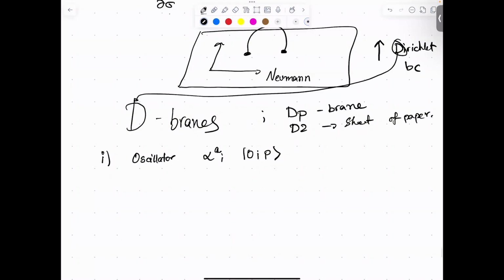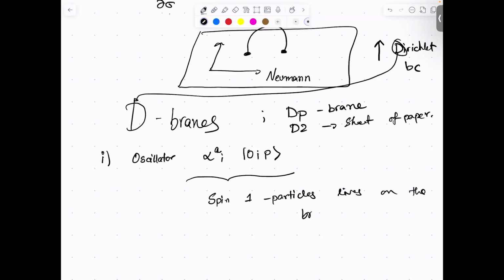So if you act with quantum mechanical oscillators on this brane, you get something super interesting. That is, a spin one particle lives on the brane. So what is the spin one particle that we know? A bit more specific than boson? Photons. Yes, yes. Bosons, but photons. So it turns out it has photons in it.